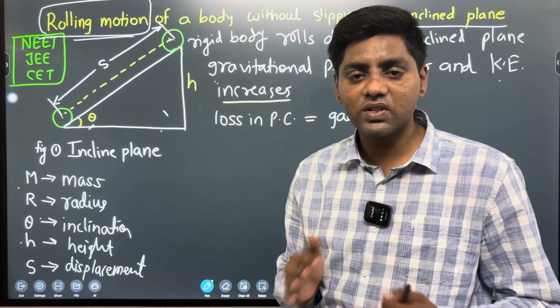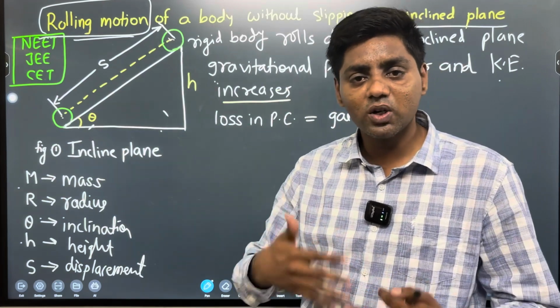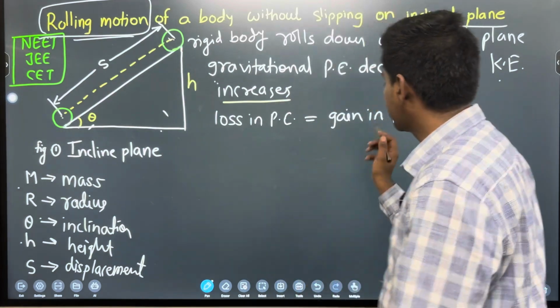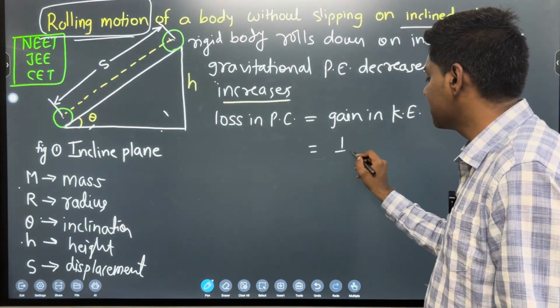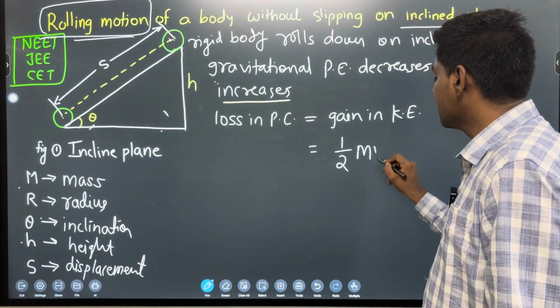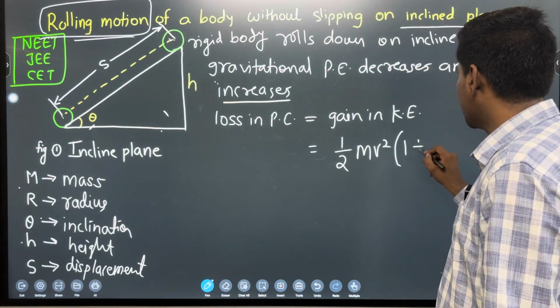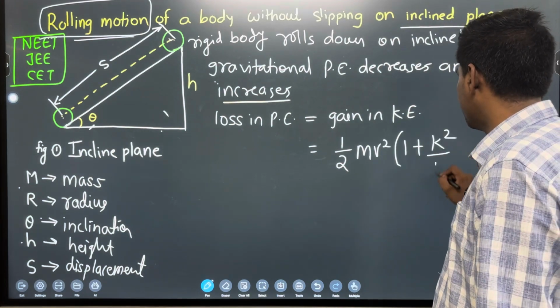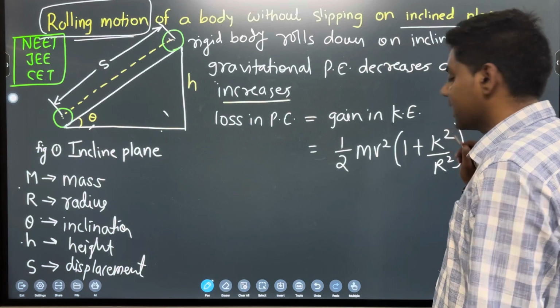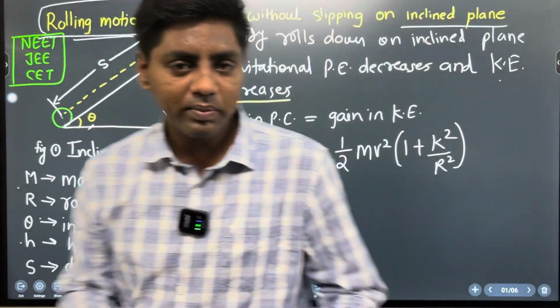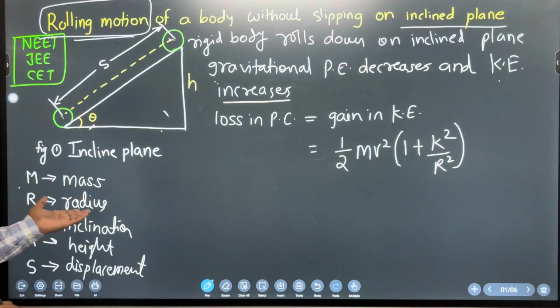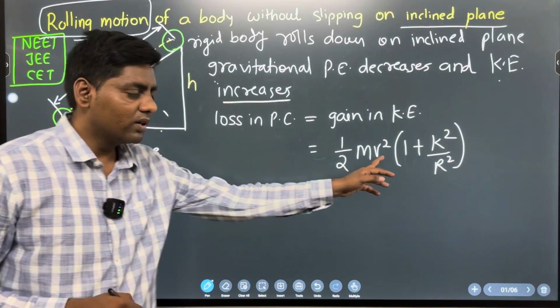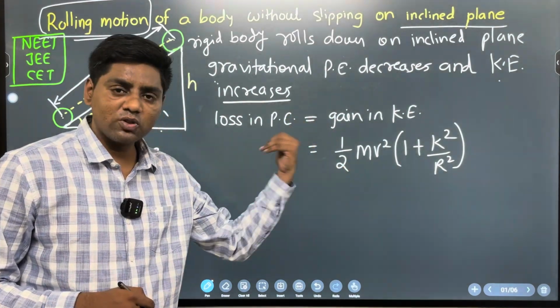Half I omega square. So it is very simple. If we calculate the total, what is the gain in kinetic energy? That is a very simple formula: half m v square into (1 plus k square divided by r square), where k is the radius of gyration, r we already know is the rotation radius of that body, v is the linear velocity, and m is the mass of that body.